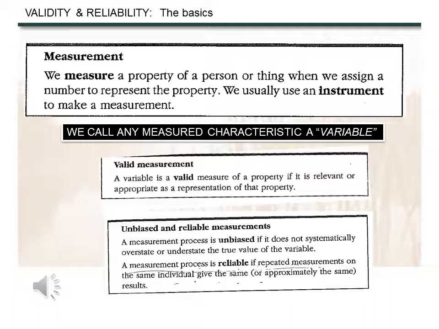The other one I wanted to bring up is reliability. In quantitative research, we talk a lot about validity and reliability of our measures. At its core, a measurement process is reliable if repeated measurement on the same individuals gives the same or approximately the same results. Reliability is about how confident we can be that if we were to give the same question or series of questions to an individual multiple times, we would get the same response from them each time.